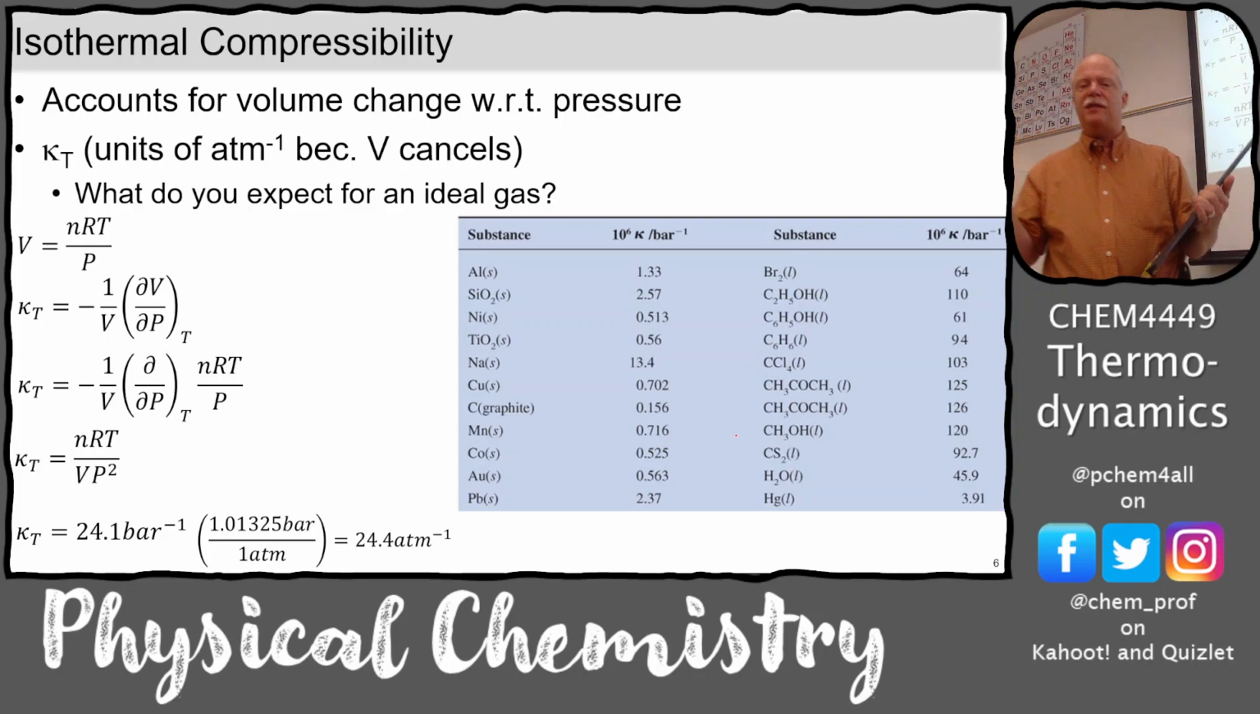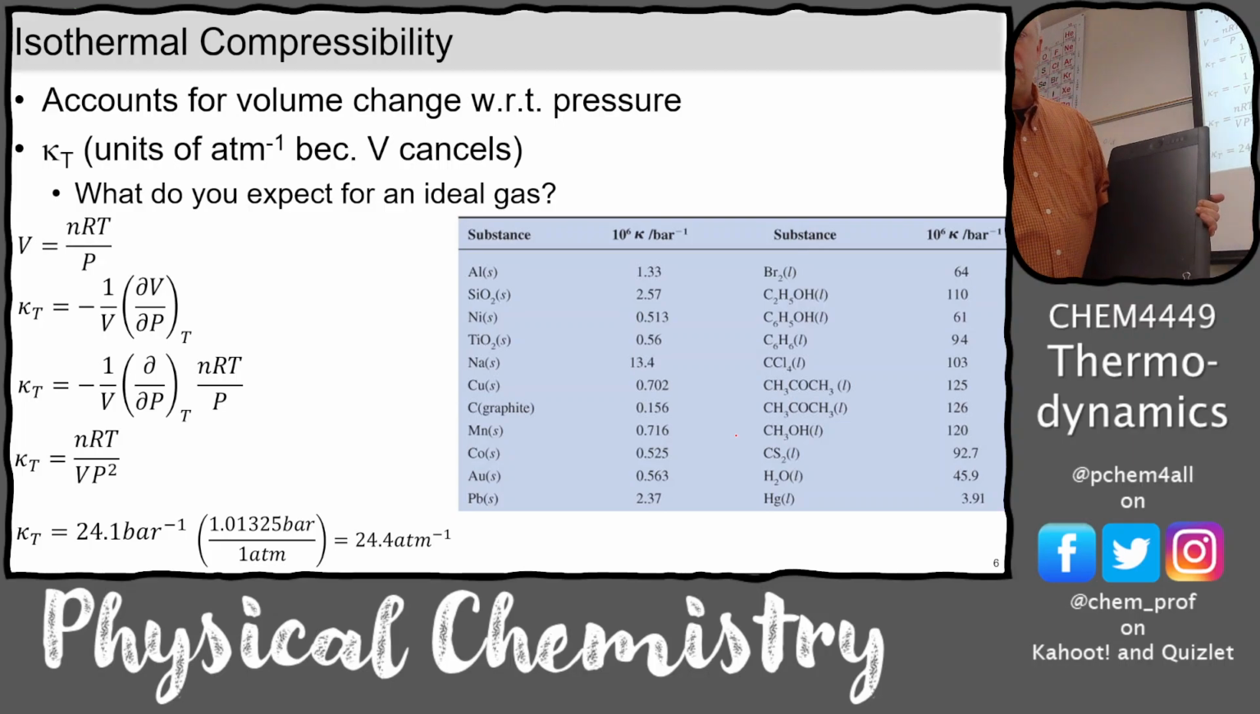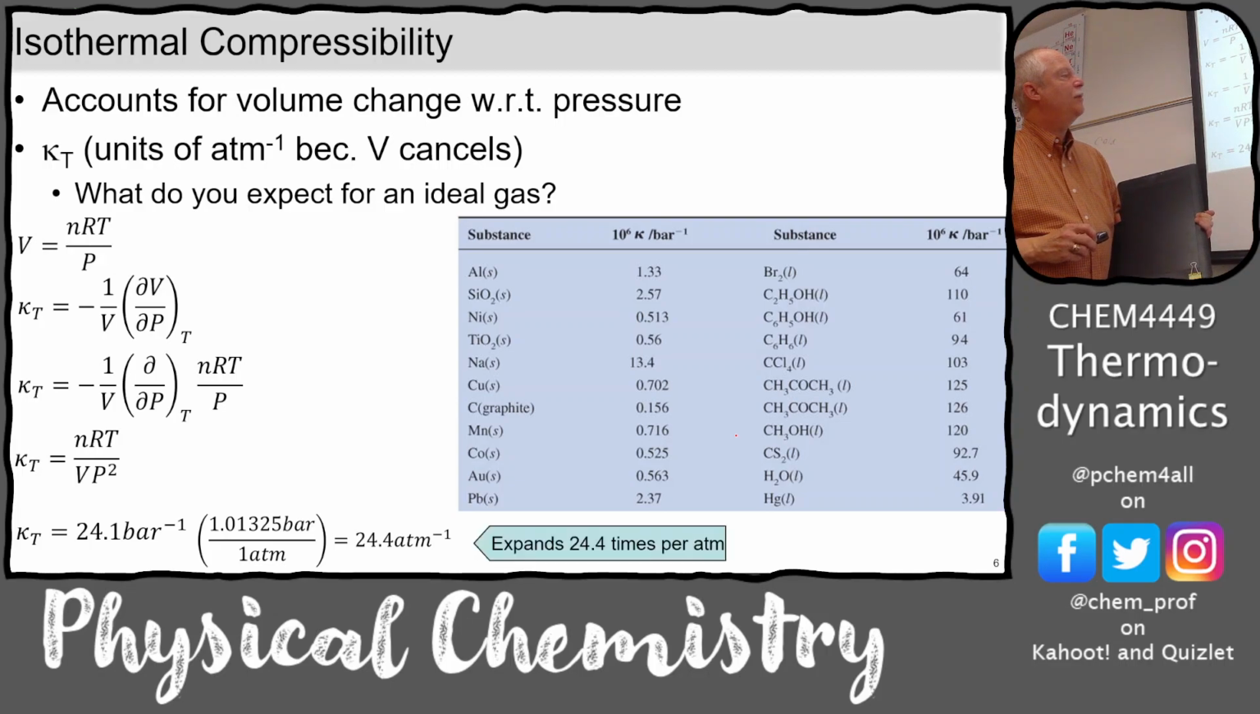And that's roughly what we see in terms of the volume of 1 mole, 24.4 liters at room temperature at 1 atmosphere. If you were to double that pressure, you would shrink it down. And so let's look at some of these properties here. So it expands 24.4 times per atmosphere.